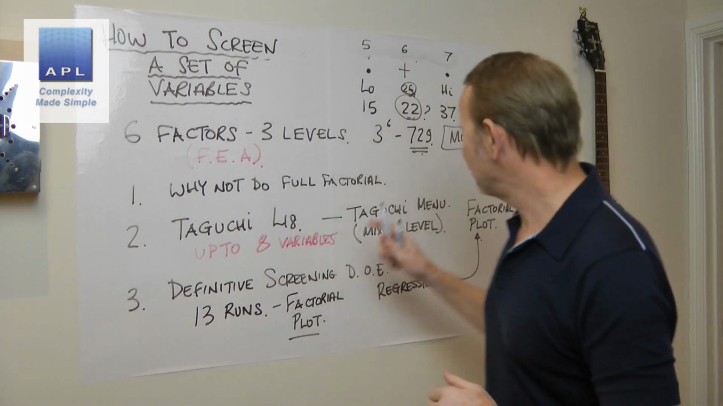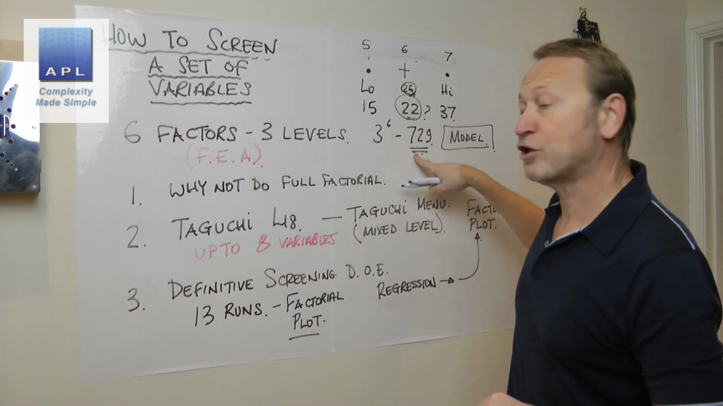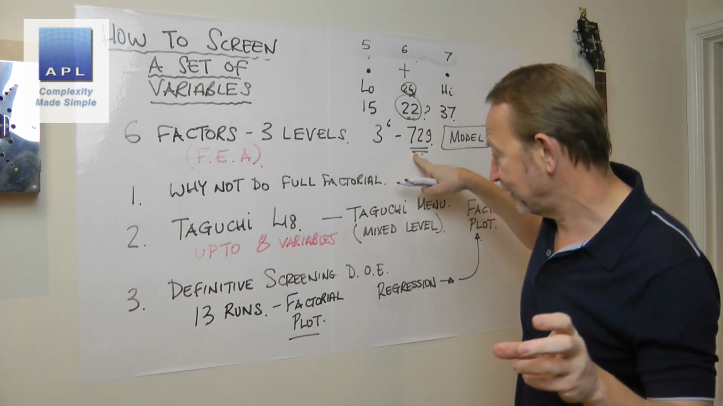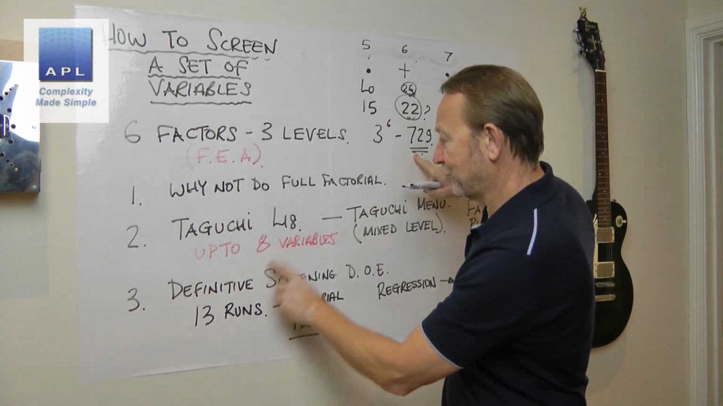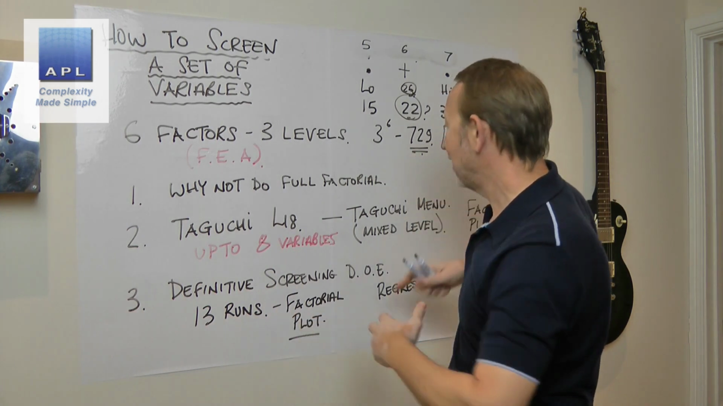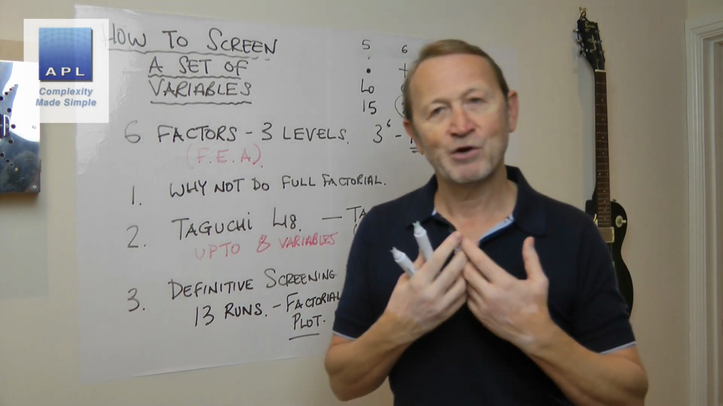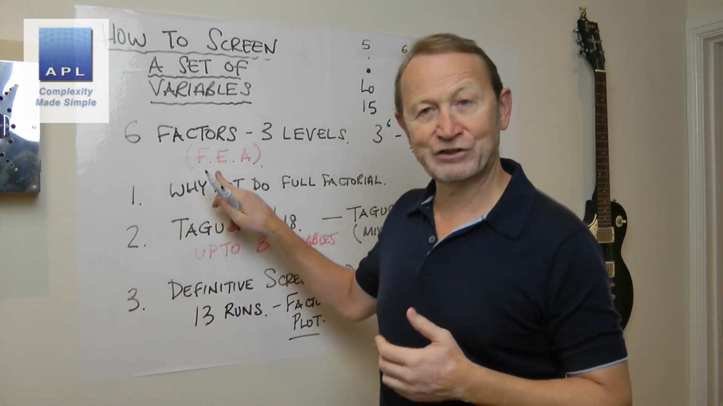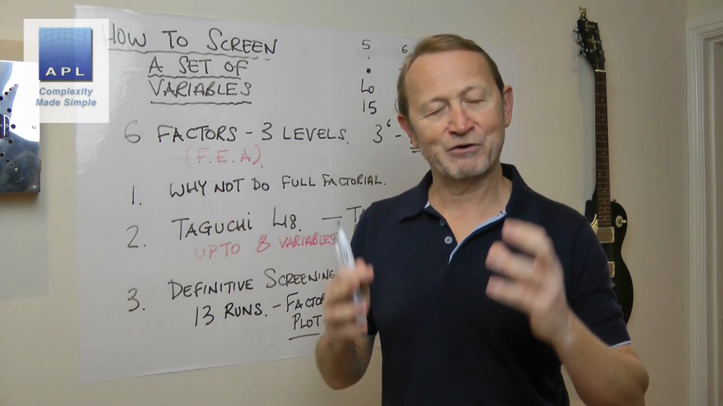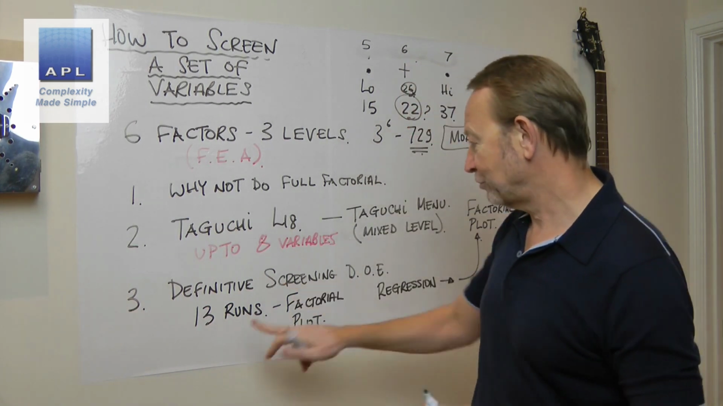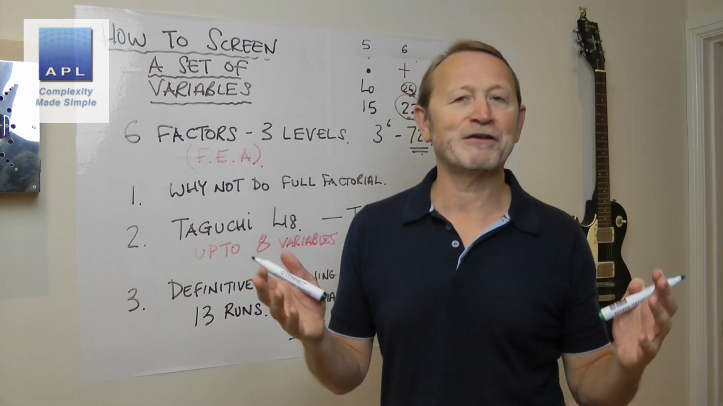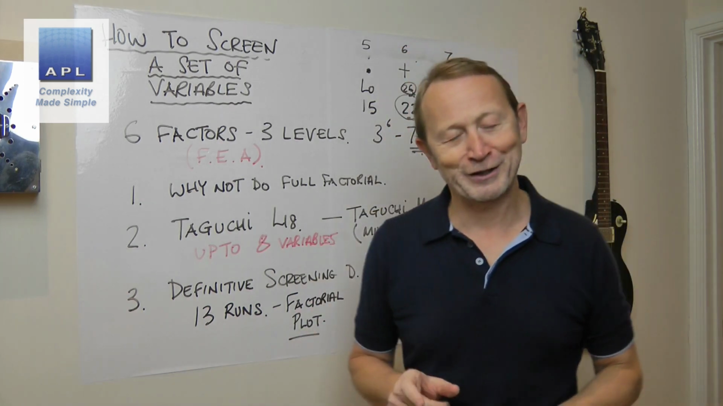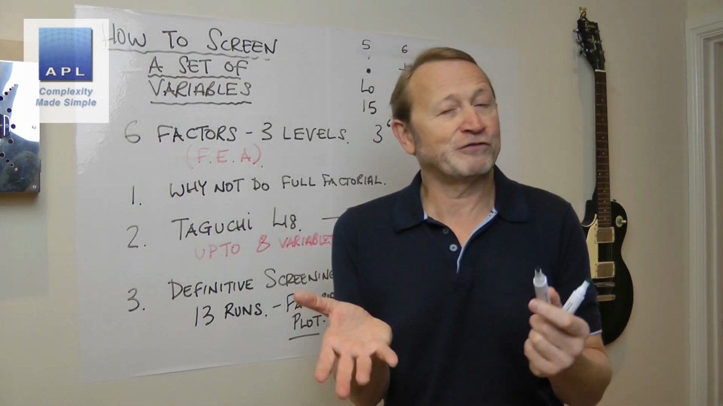And what you've done now is you've screened down from something which is potentially very complicated. You've only used 13 or 18 runs to do it, and then your next experiment will be about 30 experiments. Again, very easy to do on FEA. So now you've done 30 plus 13, about 43, 45 experiments instead of 729 experiments. That's the power of screening.